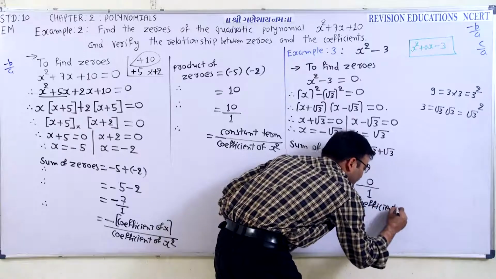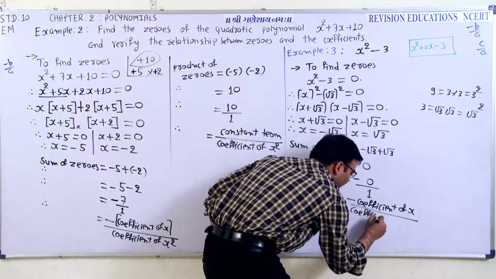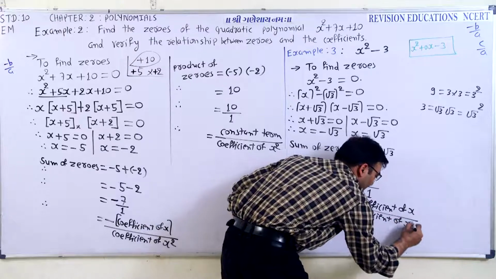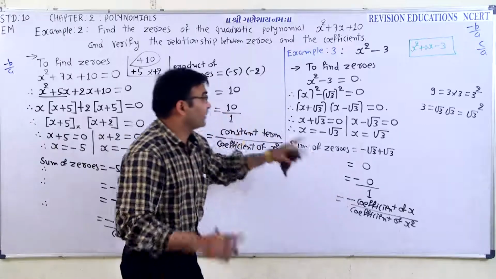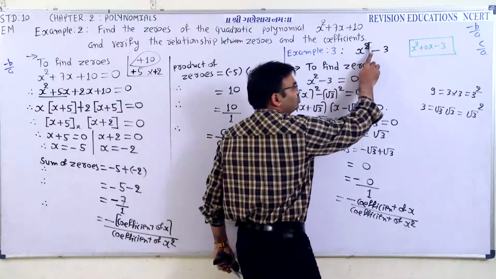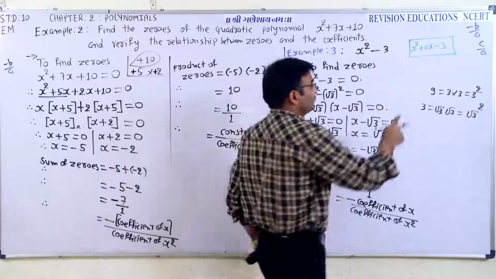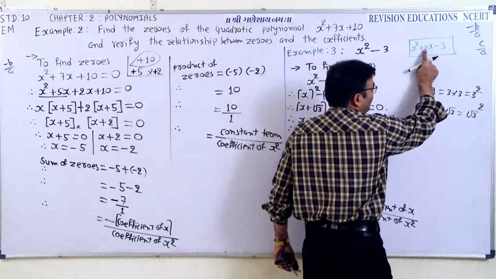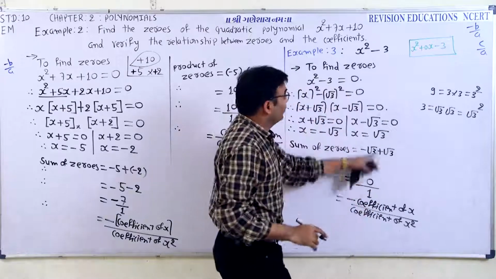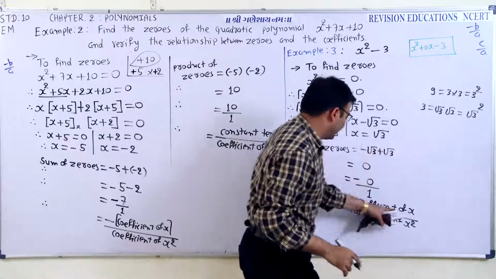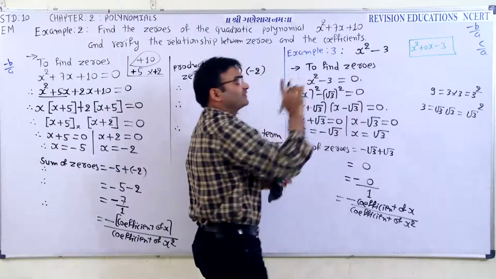Coefficient of x upon coefficient of x square. What is the coefficient of x square? Look friends, here x raised to 2, the power 1 is not given, so we take x coefficient is 0 and minus 3 is a constant term. So 0 is the coefficient of x and 1 is the coefficient of x square.